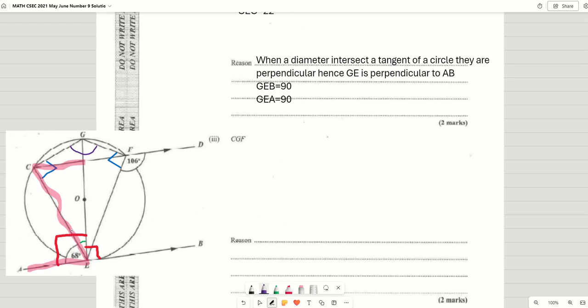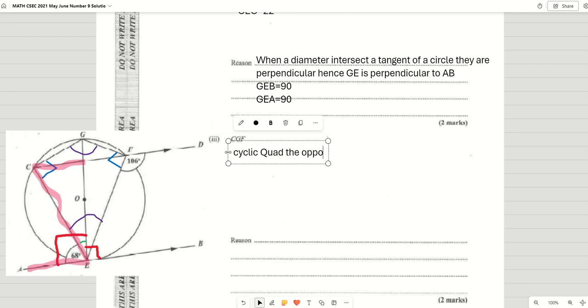This angle is opposite this angle here. Is it possible? No. Yes, this angle is opposite this angle here. Okay, so CGF is part of your quadrilateral. So I did not go through this rule, but we know that cyclic quadrilaterals, the opposite angles are supplementary, meaning when you add them up, it's supposed to give you 180 degrees.